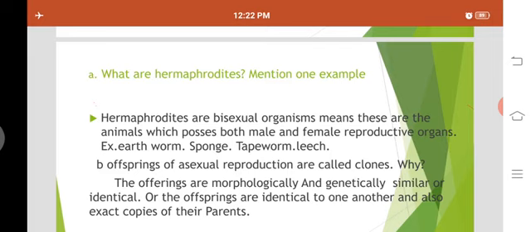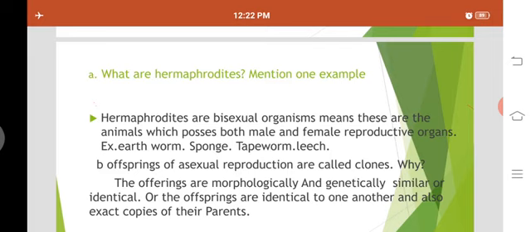In the same way, the question repeatedly asked is, what are clones? Or: offsprings of asexual reproduction are called clones, why? We know that the organisms which reproduce asexually produce offsprings, and these offsprings are morphologically and genetically similar, or identical.